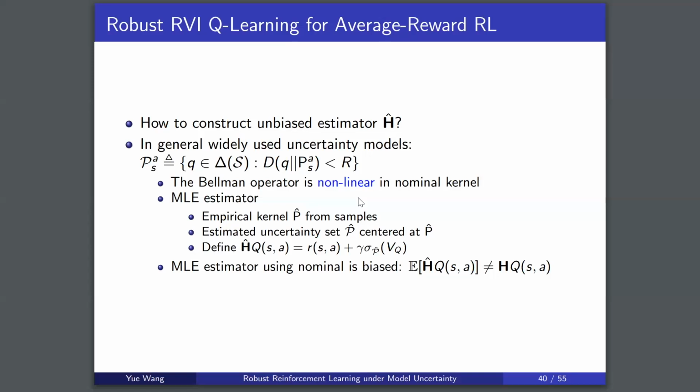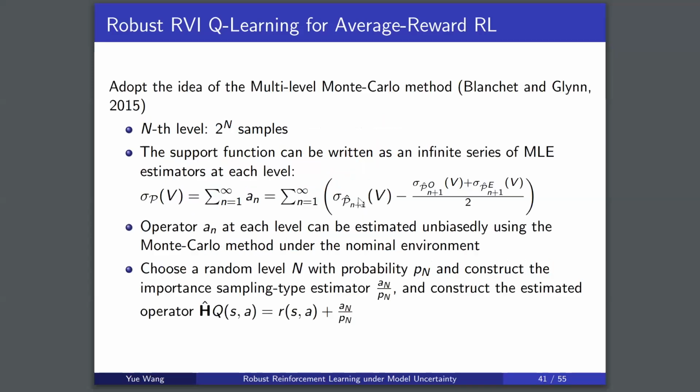So here the only remaining question is, how do we construct this unbiased estimator? So the straightforward MLE estimator from the sample can be shown to be biased. So more specifically, let's say we have some empirical kernel from the samples and construct an estimated uncertainty set centered at this empirical kernel, and define the estimated operator H hat as here. But it can be shown that this MLE estimator is actually a biased one. So it is more difficult to construct such an unbiased estimator.